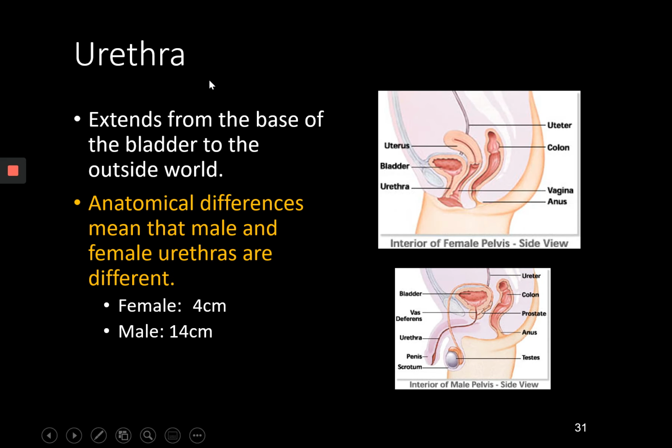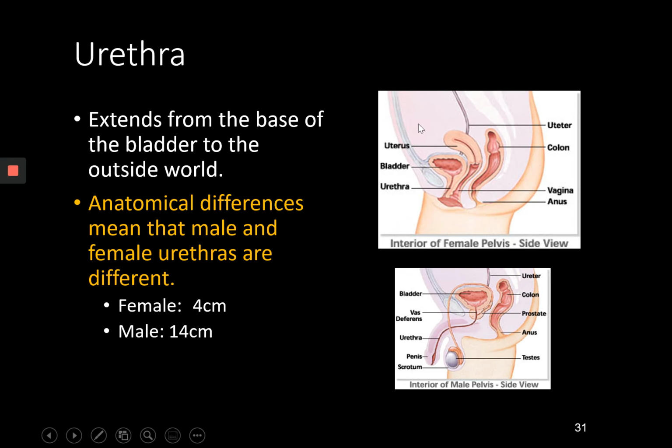The urethra, again, is going to be the most inferior portion of the urinary system. So it's going to extend from the base of the bladder to the outside world. We know that it's going to allow us to excrete urine out of the body. And there are anatomical differences in the urethra for males versus females. So females are going to have a much shorter urethra than males. We see the difference is about 4 to 14 centimeters.